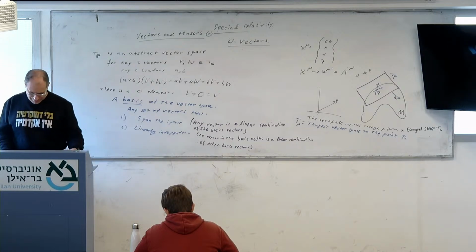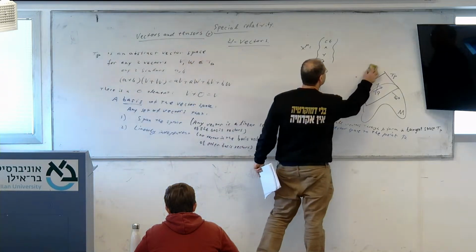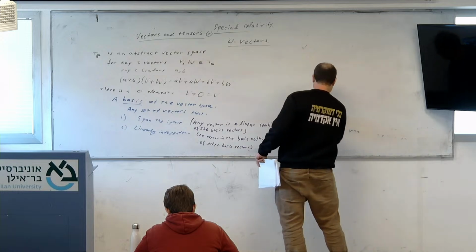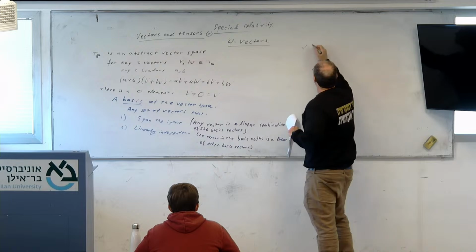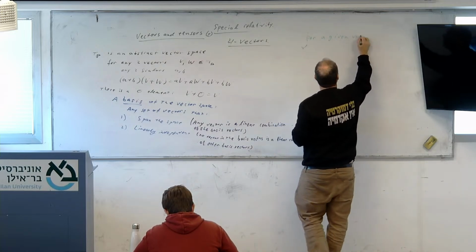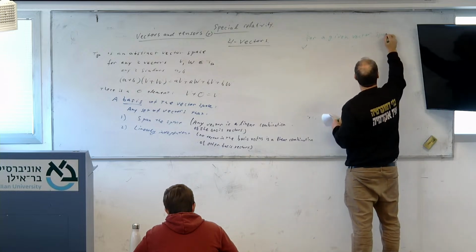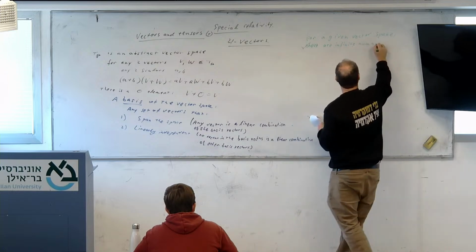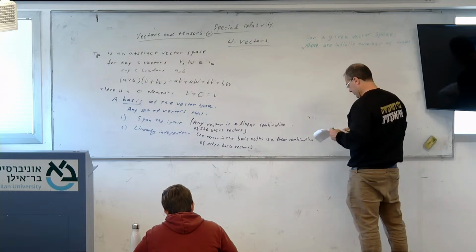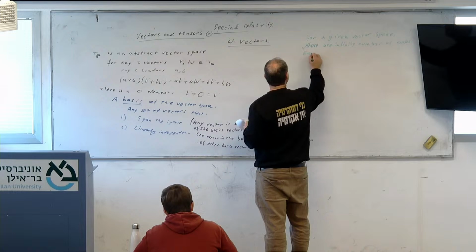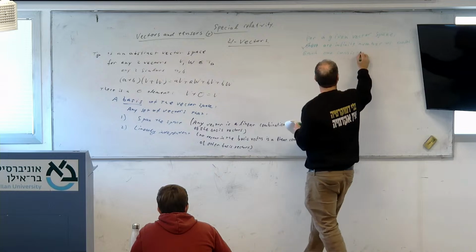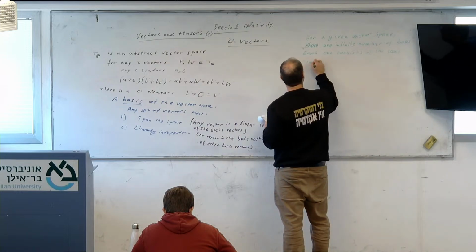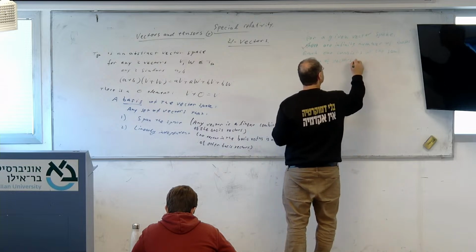So, for a given vector space, there are an infinite number of legitimate bases, and each one consists of the same number of vectors, which is the dimension of the space.